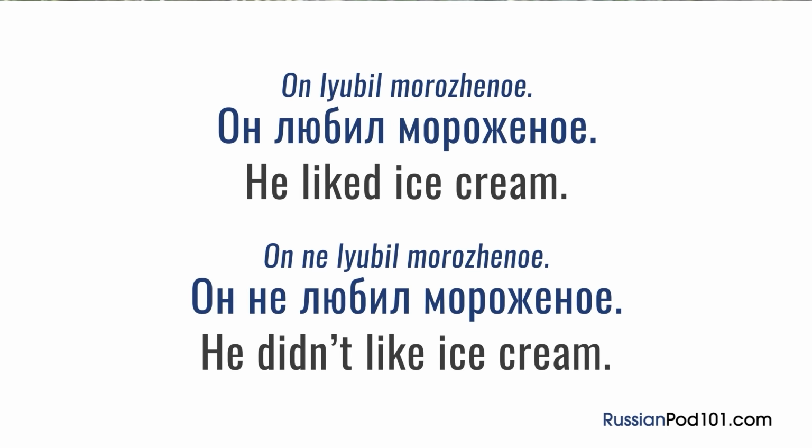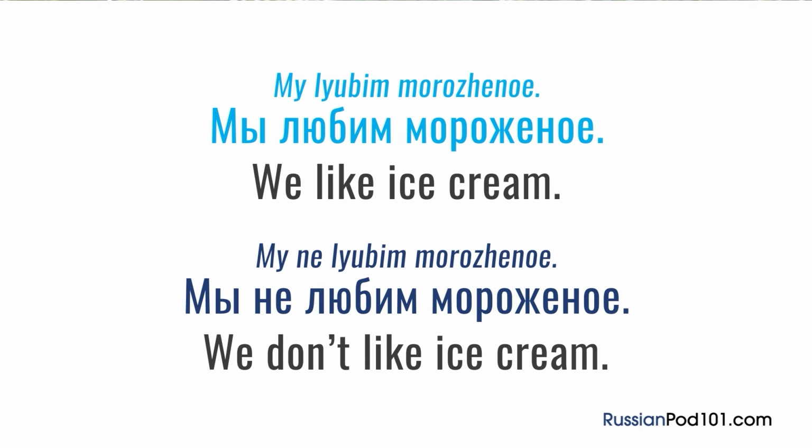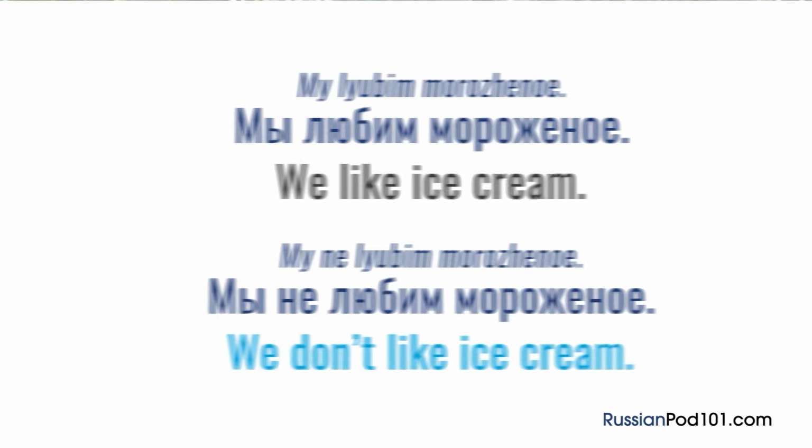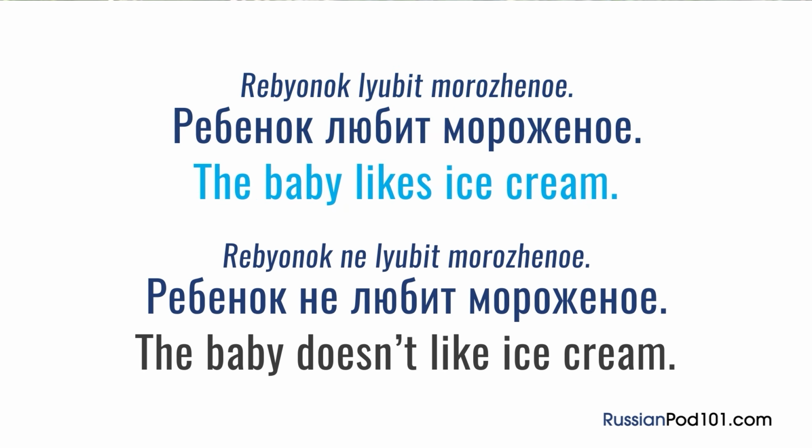In Russian, all you need to do is use one and the same word не, which can be translated into English as not. This word не can be placed in front of any word in the sentence, and that alone will make the sentence negative. So, он любил мороженое. He liked ice cream. Он не любил мороженое. He didn't like ice cream. Мы любим мороженое. We like ice cream. Мы не любим мороженое. We don't like ice cream. Ребенок любит мороженое. The baby likes ice cream. Ребенок не любит мороженое. The baby doesn't like ice cream. Easy.